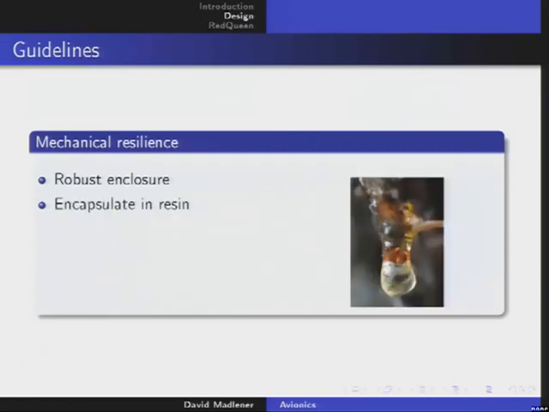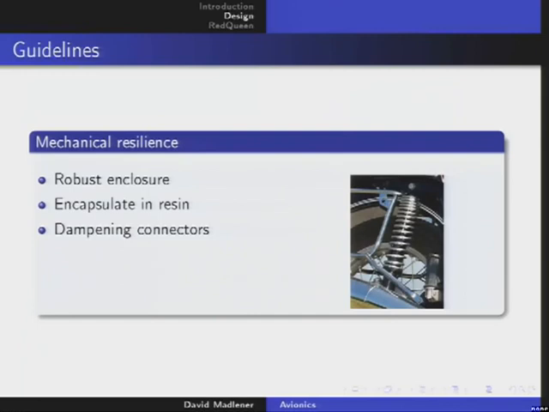You can encapsulate your PCBs in resin, normally epoxy or something like that, so they are very, very resilient against vibration and the vacuum. You normally use dampening connectors on your boards. So if there is a strong vibration, and there will be strong vibration, especially in rockets, it doesn't get directly transmitted to your PCB board, because that can destroy a lot on your board during ascent.